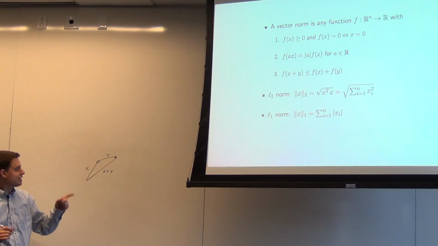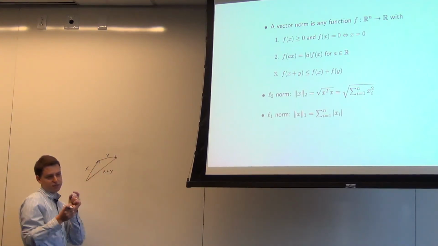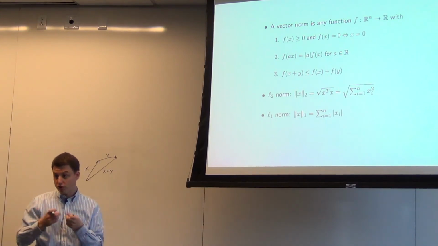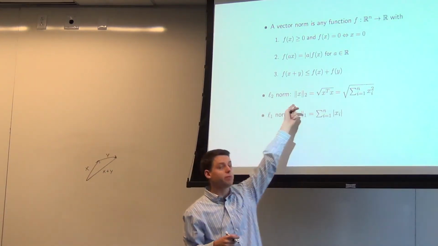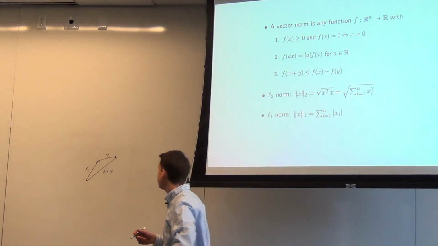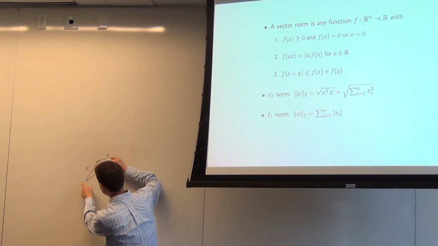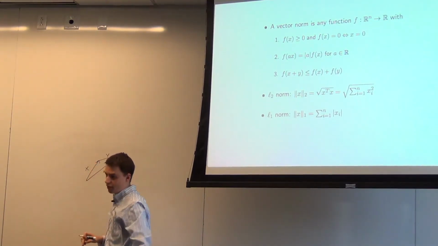And what this is saying is that the length of this, by some definition of length, the obvious one being what we're used to, the Euclidean norm, which is actually the L2 norm, one of the things we'll use a lot in this class. But the length of this, by some definition of length, is less than the length of that plus the length of that.